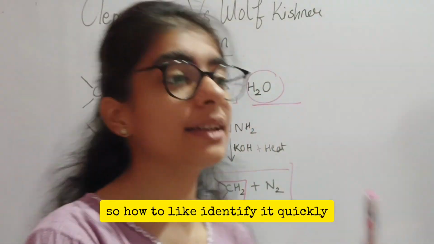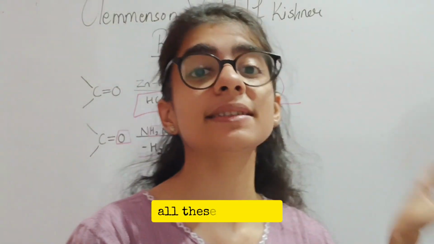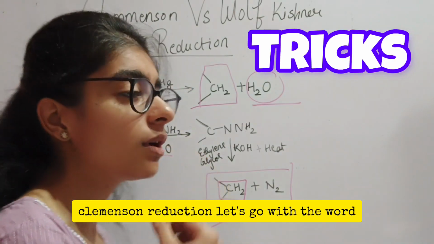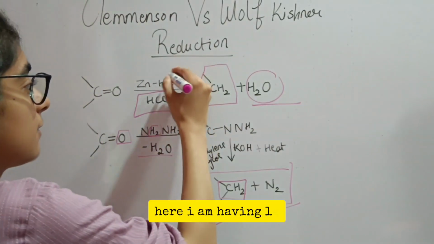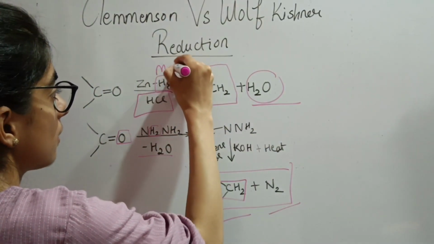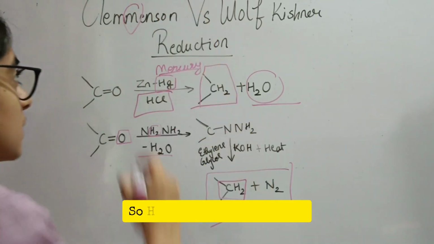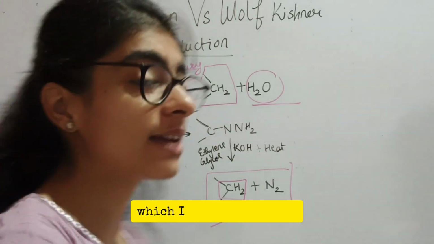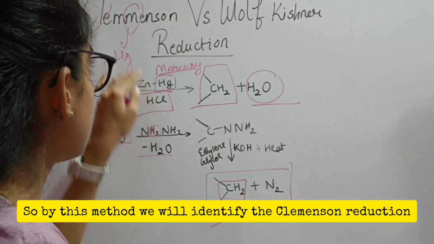So how to identify it quickly, because we will not get enough time to remember all these reagents and everything. First of all, understand Clemmensen reduction. Let's go with the word Clemmensen, right? Here I am having Hg, that is called mercury, and in Clemmensen I am having M. So Hg stands for the mercury and Cl stands for the chlorine, which I am having in HCl, hydrochloric acid. So by this method we will identify the Clemmensen reduction.